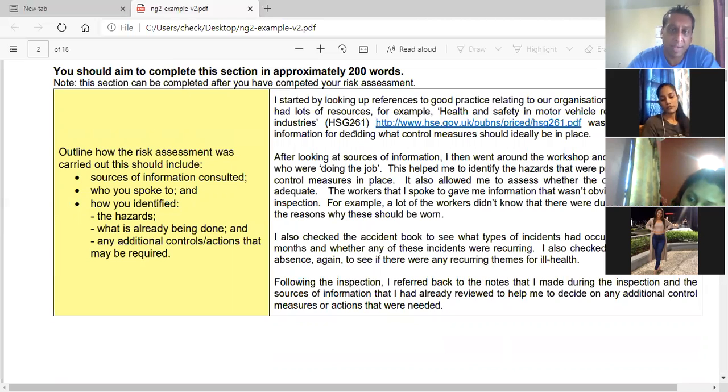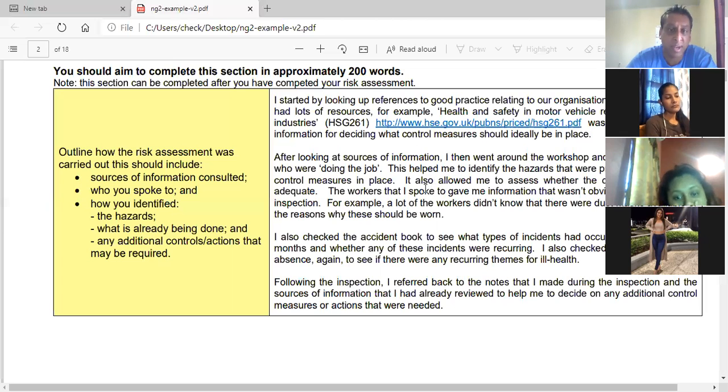You're going to have to use research. So you see the person would have put in the HSG, sorry, the HSE guidance here. You need to put the website, and you can source a textbook if you wanted to as well. Then you have to say that you are going to do an inspection, right? The inspection is what is going to help you identify the hazard.